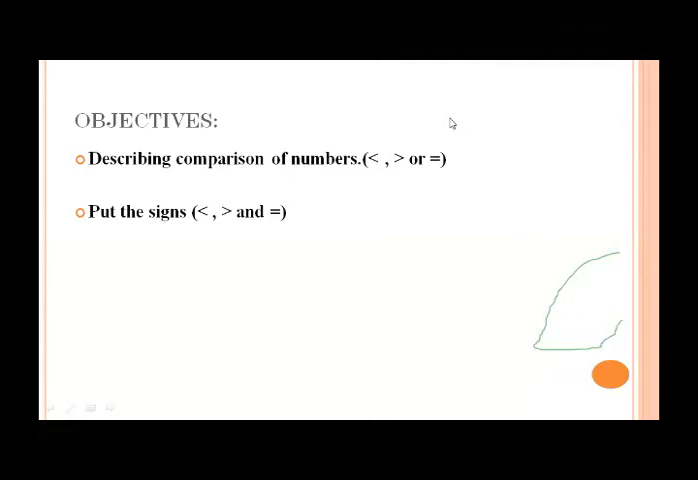Okay, so today's lesson, lesson number 3, has two objectives. Number one is describing comparison of numbers: greater than, smaller than, or equal to. Number two is putting the signs greater than, smaller than, and equal to. These are the main objectives of today's lesson, lesson number 3.